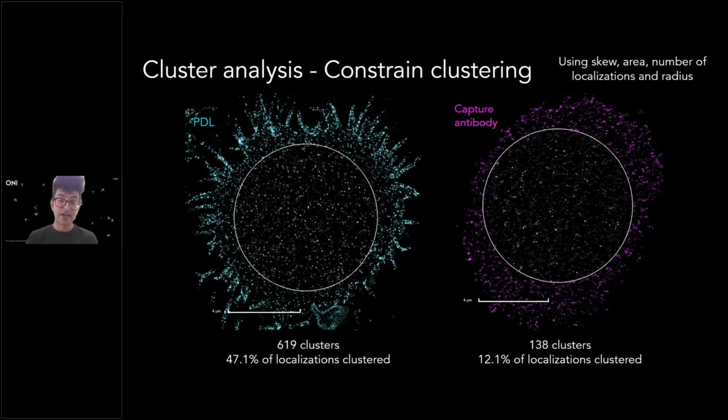And finally, we're going to show a similar analysis, but this time using constrained clustering. Here we've applied some constraints on skew, area, number of localizations, and radius. All of this is based on the idea that we know what these clusters of receptors look like in advance from our context. And we can pick out many of those clusters on the left-hand side. And in this case, because we've so clearly described the morphology of these clusters, because of what we know about the sample, we get an even starker difference when we apply the same constrained clustering to the capture antibody case. So even fewer clusters are picked out because almost nowhere in the cell do the localizations meet this kind of stringent criteria.